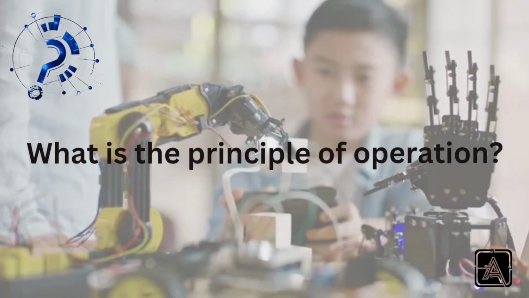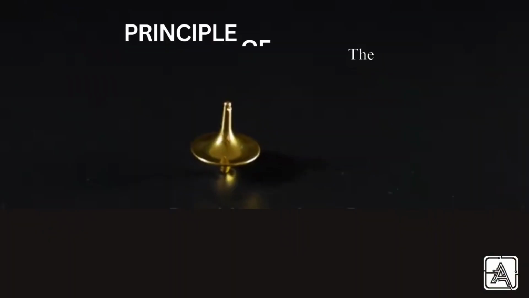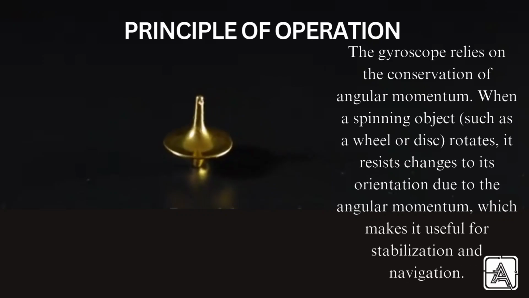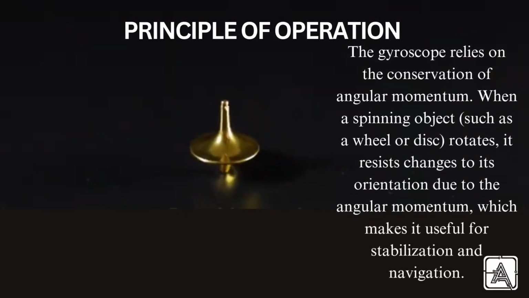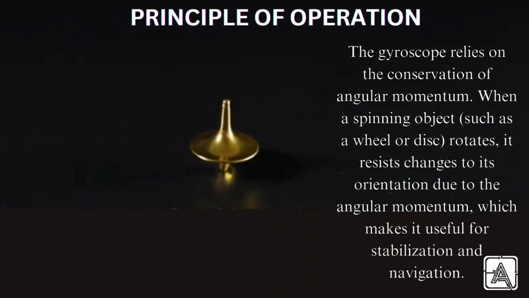Now let's see the principle of operation of a gyroscope. The gyroscope relies on conservation of angular momentum. When a spinning object rotates, it resists changes to its orientation due to the angular momentum, which makes it useful for stabilization and navigation.